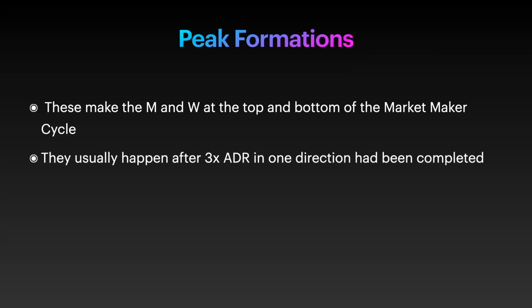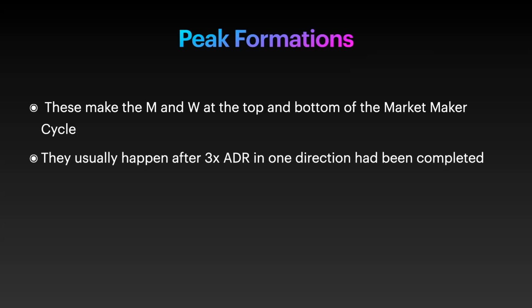They usually happen after 3 times ADR in one direction has been completed. So what is ADR? ADR, as we'll learn about in a couple minutes, is the average daily range. Every pair has an average daily range that it moves, whether it be 50, 100, whatever. You take that daily movement and multiply it by 3, which gives you a total ADR for that pair. So, for example, if pound USD has an average ADR of 100 pips per day, then 3 times that would be 300 pips. So typically, you would find pound USD would move 3 times, or 300 pips, in one direction before you get an actual reversal. Does that make sense?